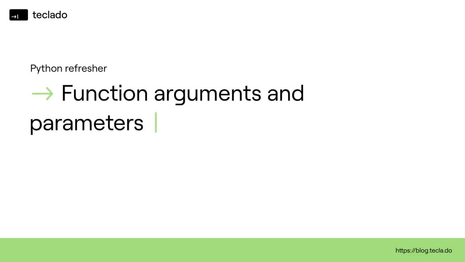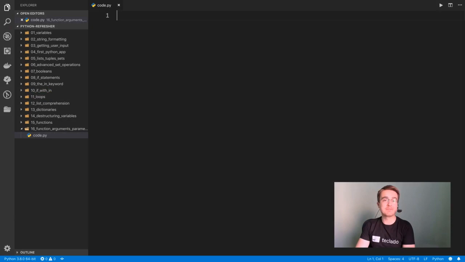In this video we're going to talk about function arguments and parameters. That is, how we can give our functions data so that they can use it. For example, the print function makes use of this so that it can accept a string to print out into the console. We're going to learn how to do that in our own functions.